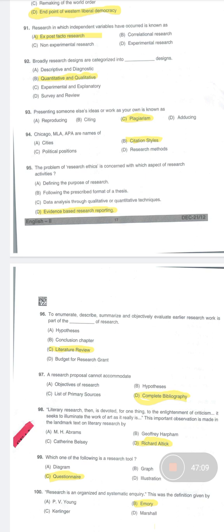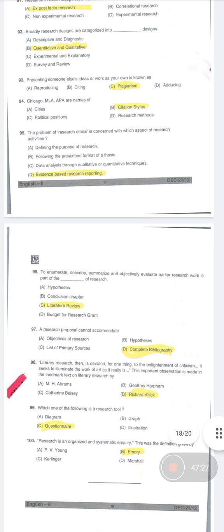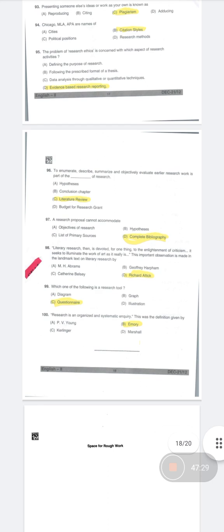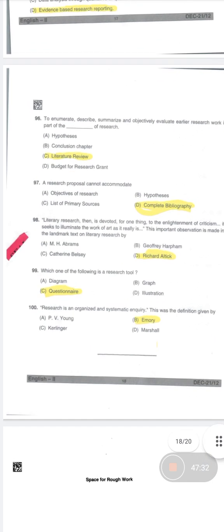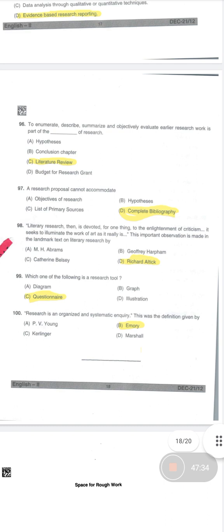The problem of research ethics is concerned with which aspect of research activities? Research ethics problems come in evidence based research reporting. Okay. Question number 96. To enumerate, describe, summarize and objectively evaluate earlier research work is a part of dash of research. Literature review. It means literature reviewing.